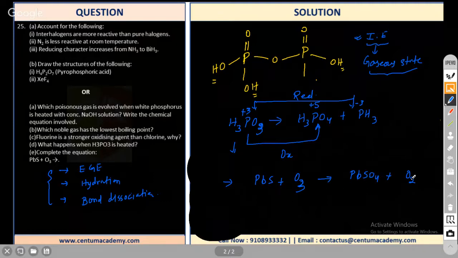Okay, so 4 plus 2, it is 6. So we'll write down 2 SO3 here, 2 oxygen and then this. Whenever you write down the reaction, it must always be a balanced reaction in board exams.